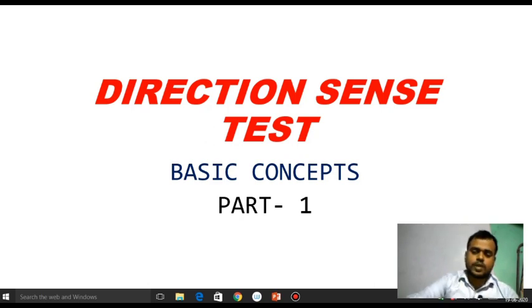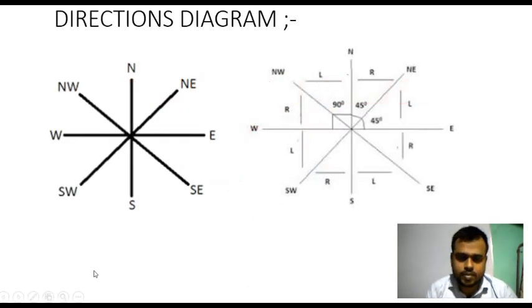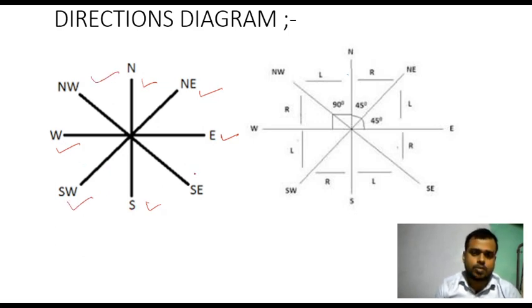Let's see. First we have to understand how many types of directions there are. Here is the directions diagram, and you just have to remember this diagram. In this diagram, this is east, this is west, this is north, and this is south. Between north and east we have northeast, between north and west we have northwest, between west and south we have southwest, and between south and east we have southeast. So we have 8 directions. You just have to remember that we have 8 directions.